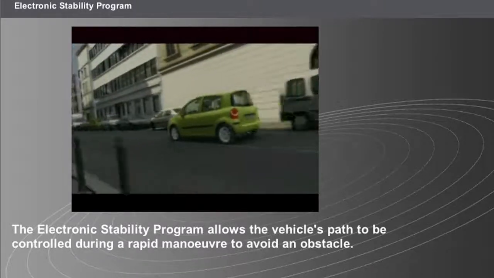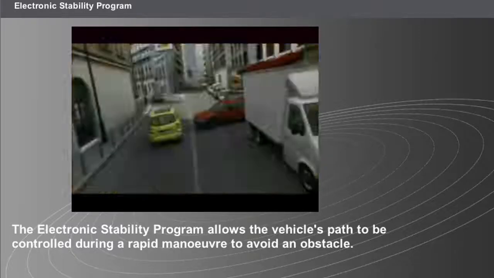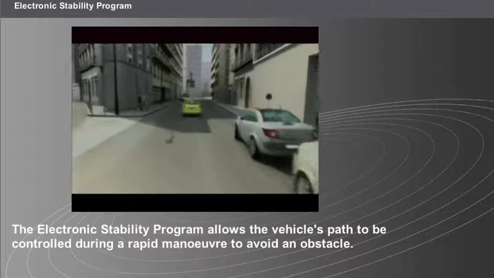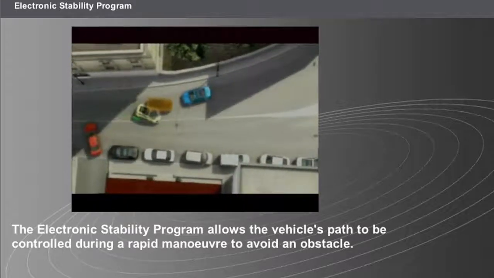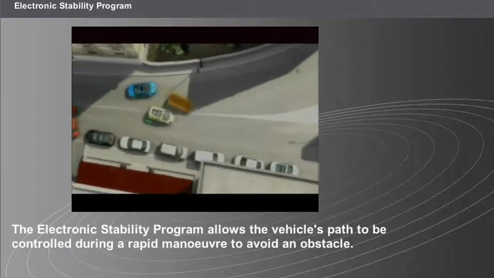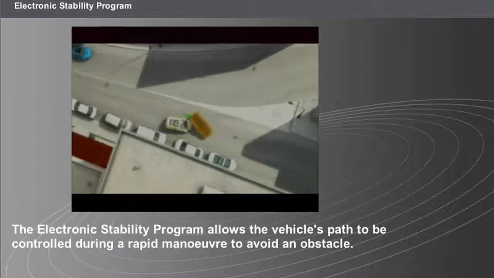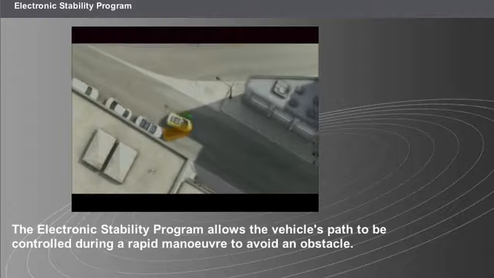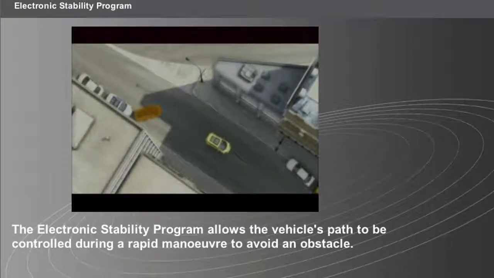The Electronic Stability Program is an additional function of the ABS system. The Electronic Stability Program allows the vehicle's path to be controlled during a rapid maneuver to avoid an obstacle. During an avoidance maneuver, the vehicle will react in accordance with the vehicle conditions and the conditions of the road surface by understeering or oversteering. The system reacts independently of the driver's action by performing corrective actions on the brakes and the engine.